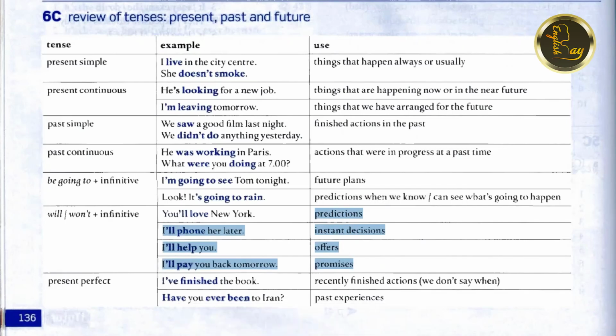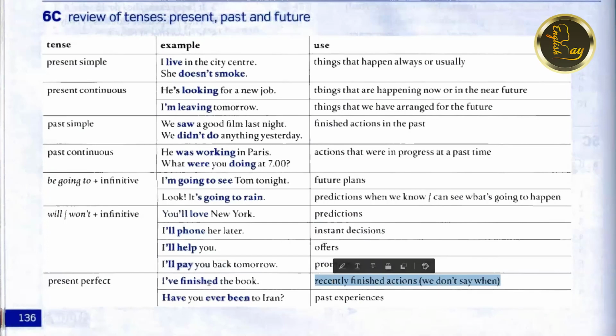I've finished the book. Have you ever been to Iran? For the form of present perfect, we use have with the subjects I, you, we, and they, and has with he, she, it. This one we use to talk about recently finished actions, when we don't say when. When we are not clear about the specific time in the past, we use present perfect. But if you know the time in the past clearly, like last night or yesterday, use past simple.